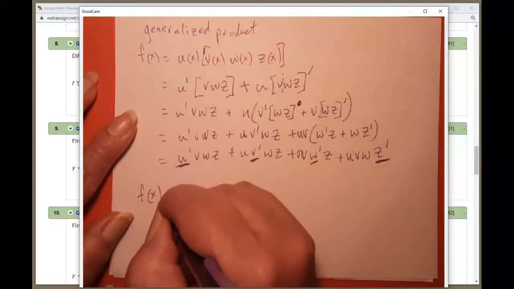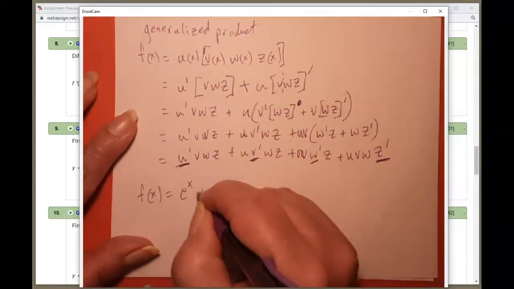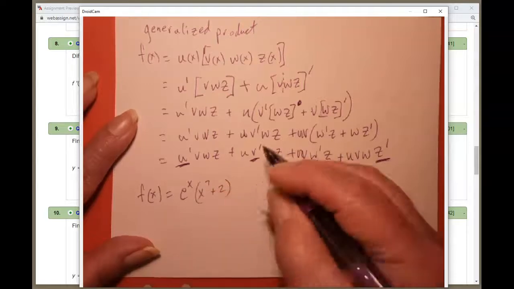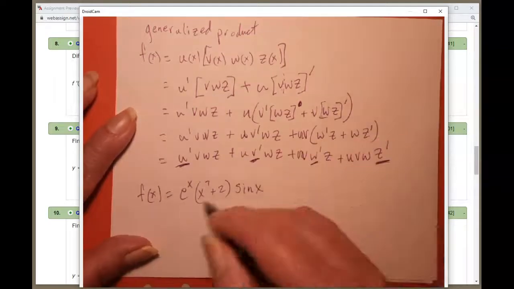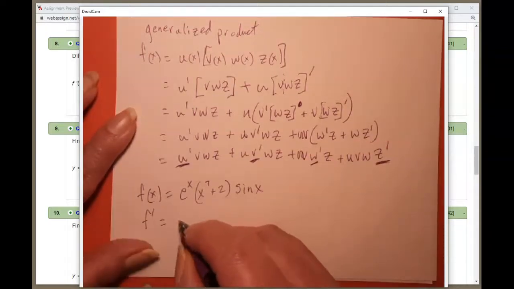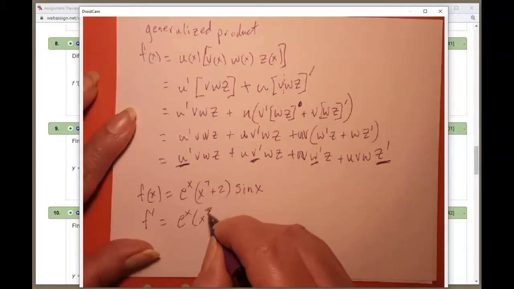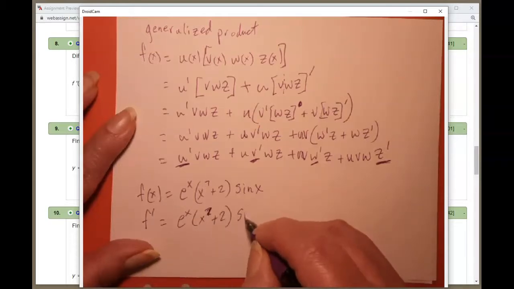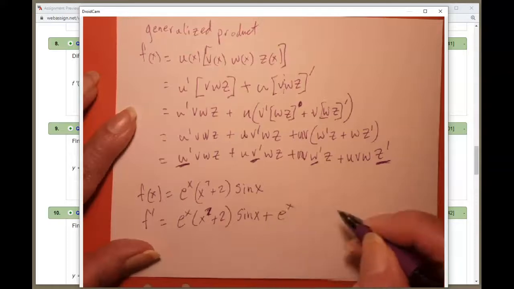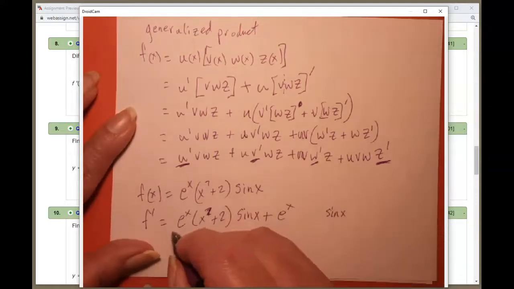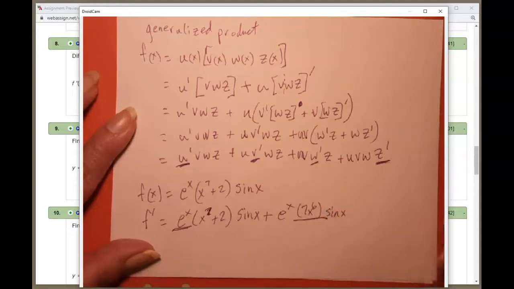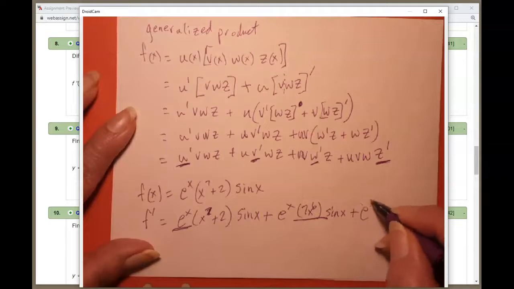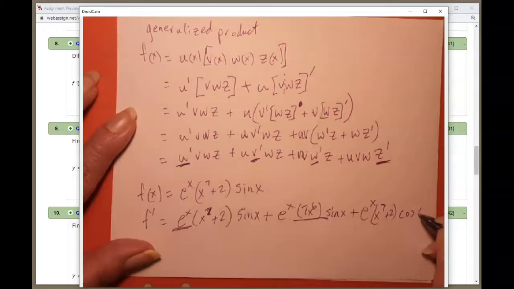So if we had f of x is equal to e to the x times x to the 7th plus 2 times maybe the sine of x, I've got three different things here, so f prime will be the derivative of the first, which is e to the x, write down the rest, x to the 7th plus 2, sine x, plus e to the x, I'm just writing down the rest here, I want the derivative of this one, and the derivative of this one is 7x to the 6th, plus e to the x, x to the 7th plus 2, times the derivative of the sine, which is just the cosine of x.